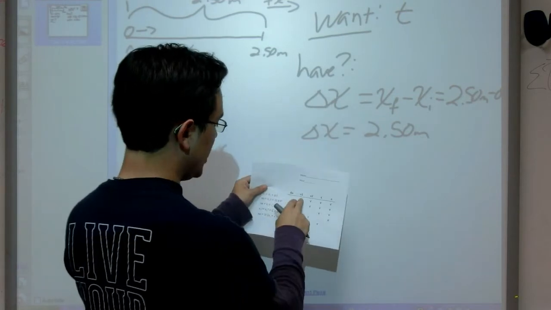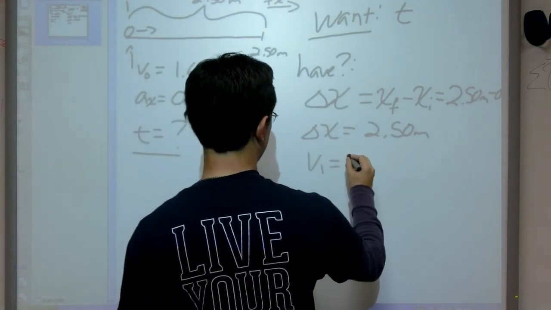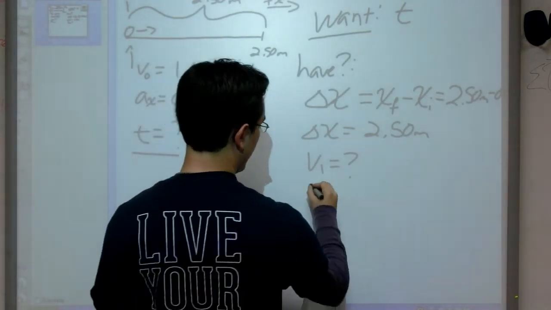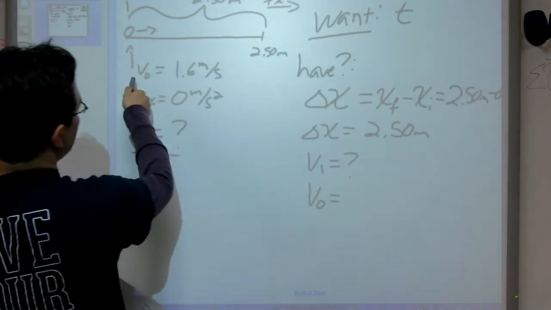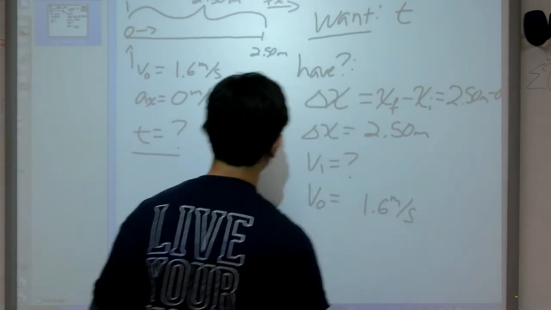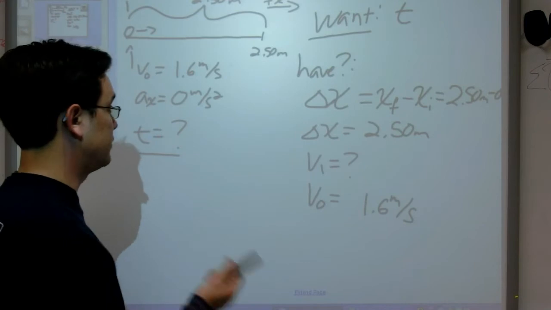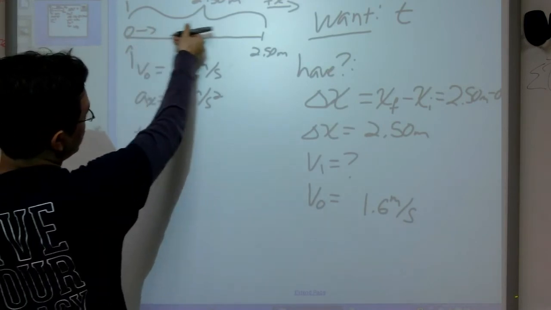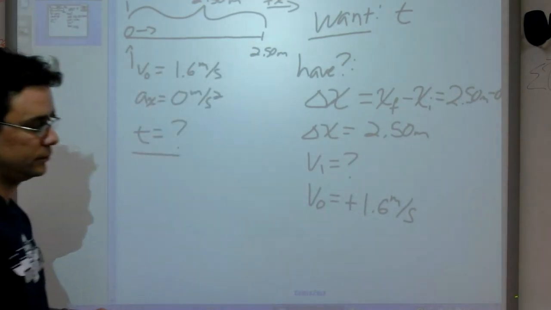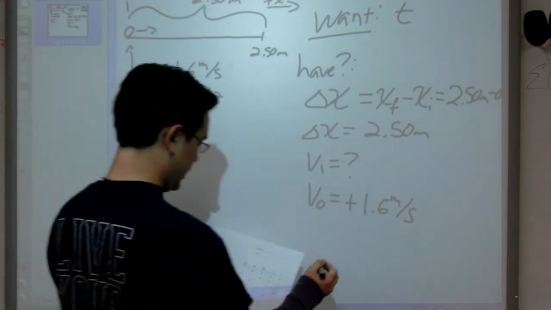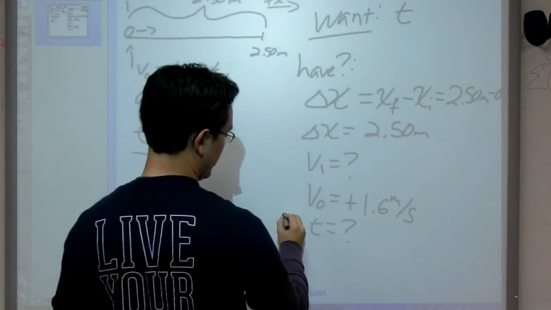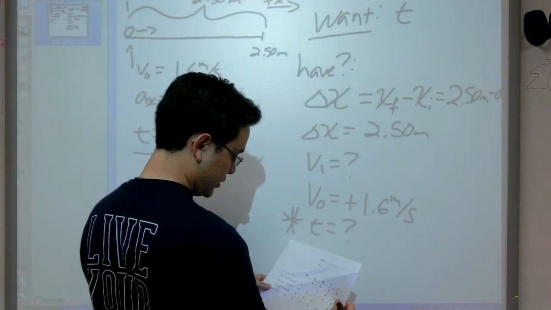Final velocity. Well, we weren't told about a final velocity, so let's skip over that one. We have an initial velocity: v naught is equal to 1.6 meters per second. Now, is that positive or negative? Because velocity is a vector, we need to keep track of direction. But it's rolling to the right, in the positive x direction, so it's definitely positive. And finally, the t is what we're looking for, so I'm going to put a question mark there and a star next to it to know that that's what we're looking for.